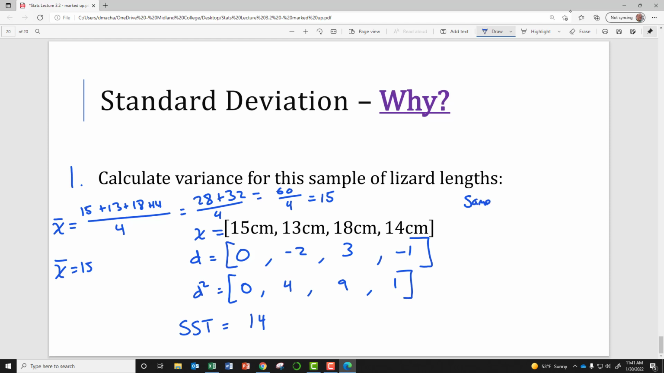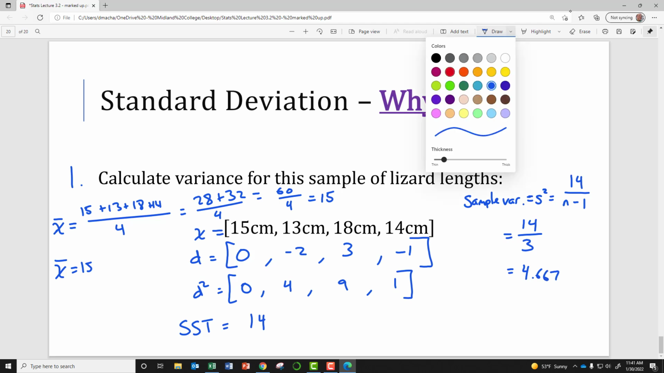Remember, sample variance, we use lowercase s squared to represent sample variance, and this is just the SST divided by n minus 1. So this is going to be 14 over 3, and we get 14 thirds, which is a little bit less than 5. It's like 4 2/3. Okay.